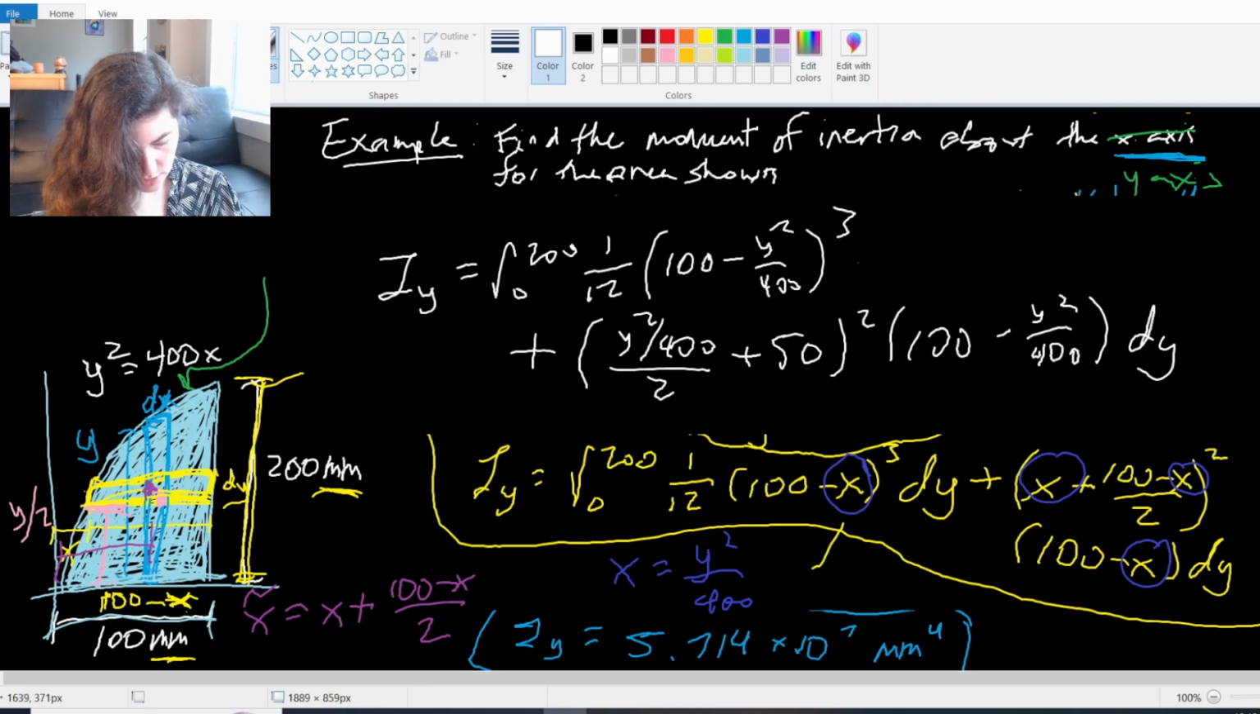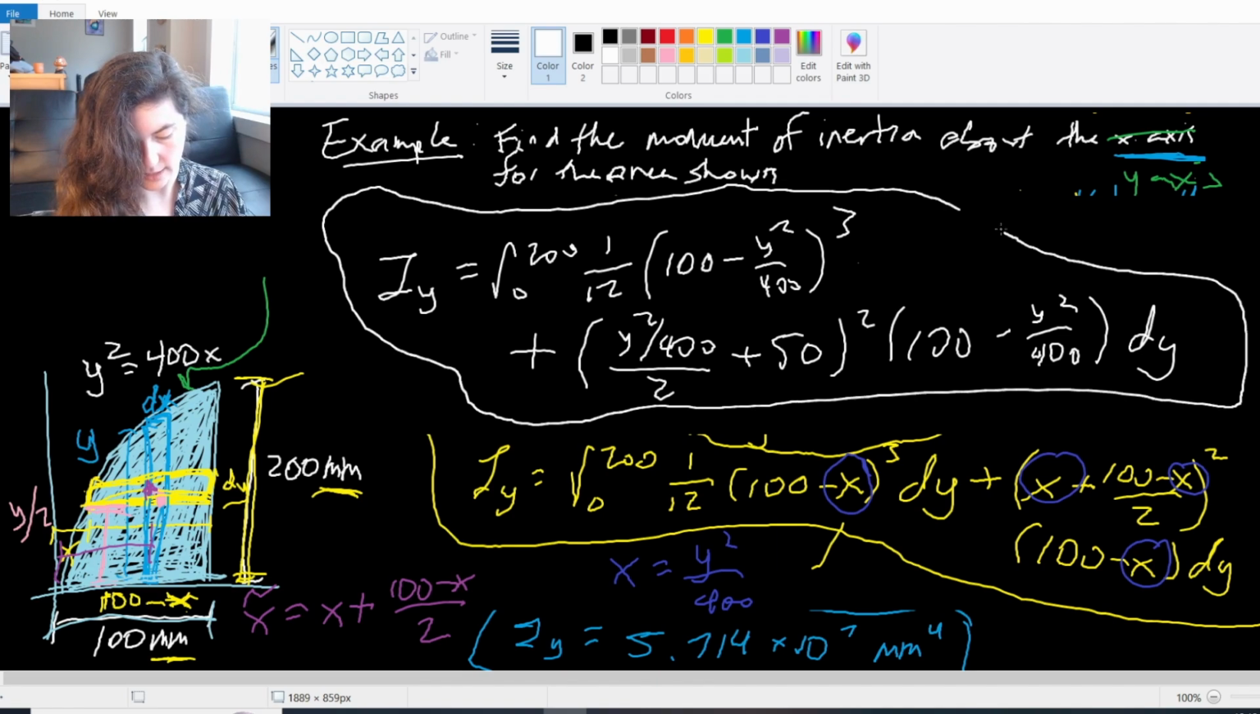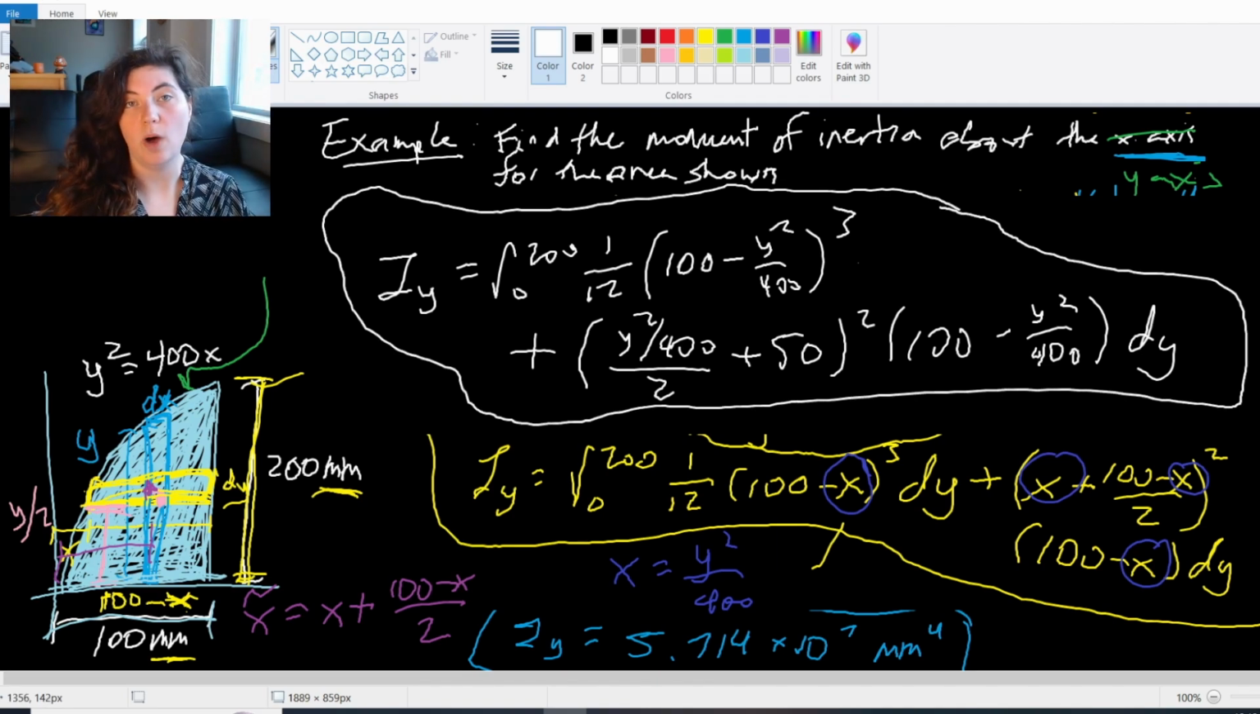dy. So this is the full integral we would get using the parallel axis theorem to do this about the y-axis for that yellow slice that we took. This is a gross integral. Don't try to do this by hand. Plug that into a calculator if you get to that point, because this is a monster.